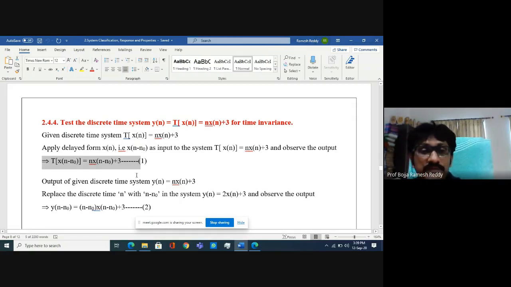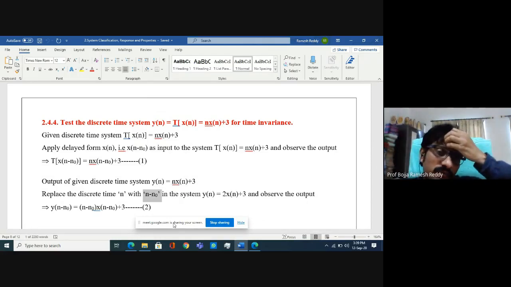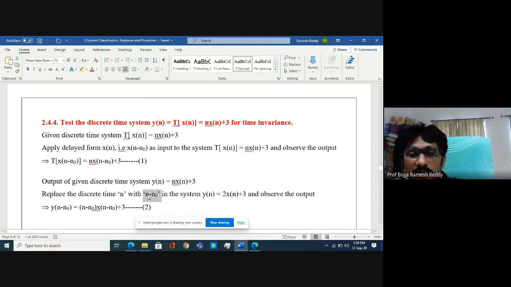Now, in the second case, what do we have to do? Take the output of the discrete system, that is y of n is equal to n x of n plus 3, where we replace n with n minus n naught. Replacing n with n minus n naught means we are assuming the output is also delayed by the same amount, n minus n naught.